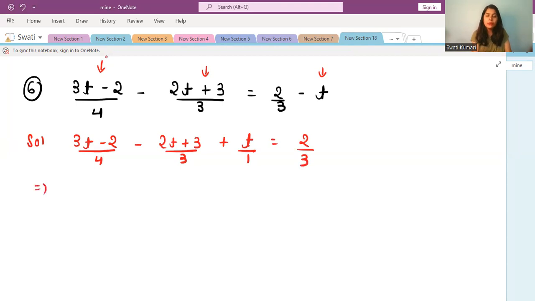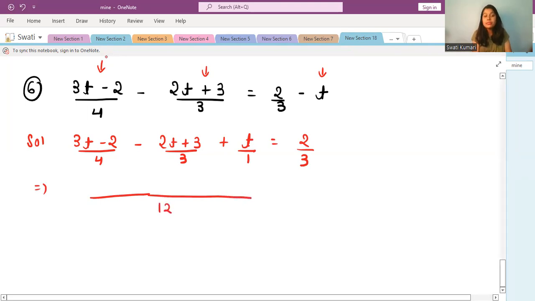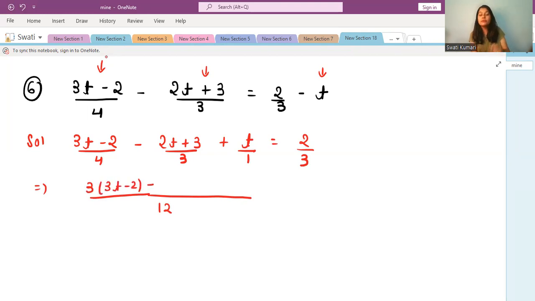Now, of course, we are going to take an LCM here. So the LCM of 4 and 3 is going to be 12. So 4 times 3 is 12. So 3 into the numerator, so 3 into 3t minus 2. Minus 3 times 4 is 12, so 4 times 2t plus 3. Plus 1 times 12 is 12, so 12 into t is 12t. All right. Equals 2 upon 3.